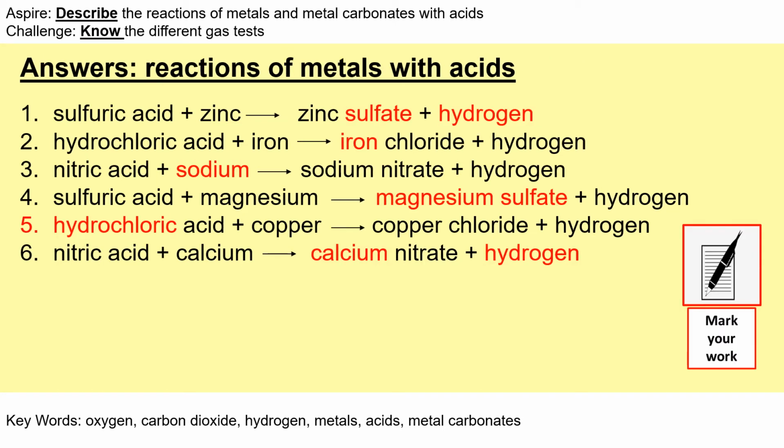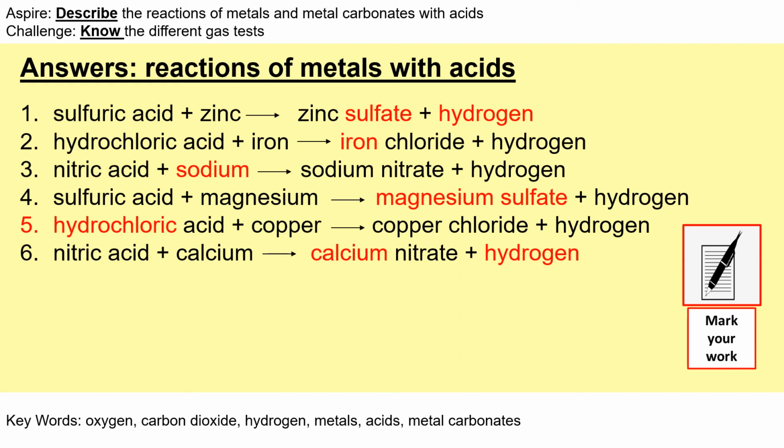So let's go through the answers to these reactions of metals with acids. Please have a pen so that you can mark them. Sulfuric acid plus zinc will give us zinc sulfate plus hydrogen. Obviously the word sulfate comes from the sulfuric acid, and the zinc part obviously comes from the metal zinc. Question number 2, hydrochloric acid plus iron will give us iron chloride. Remember, the chloride salt comes from the hydrochloric acid, and the iron part will obviously come from the metal itself.